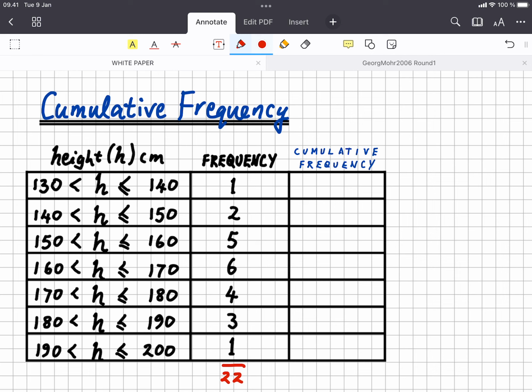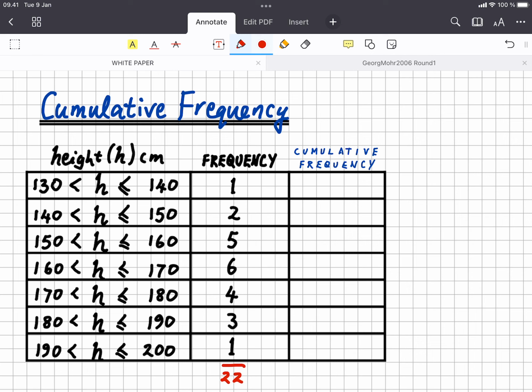This is a lesson about cumulative frequency and cumulative frequency curves. So I've got a table here. It's got people's heights in various categories. So for example, people with heights between 130 and 140, there's one of those. People with heights between 160 and 170 centimeters, there's 6 of those.